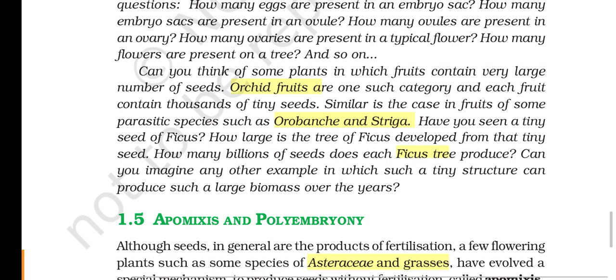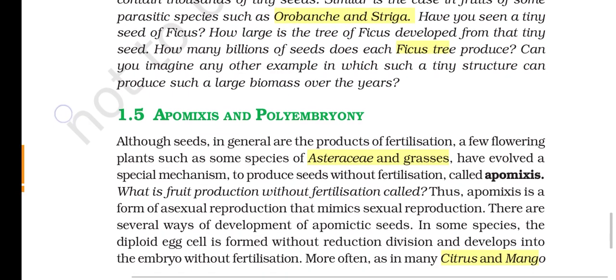Can you think of some plants in which fruits contain very large number of seeds? Orchid fruits are one such category, and each fruit contains thousands of tiny seeds. Similar is the case in fruits of some parasitic species such as Orobanche and Striga. Have you seen a tiny seed of ficus? How large is the tree of ficus developed from that tiny seed? How many billions of seeds does each ficus tree produce? Can you imagine any other example in which such a tiny structure can produce a large biomass over the years?